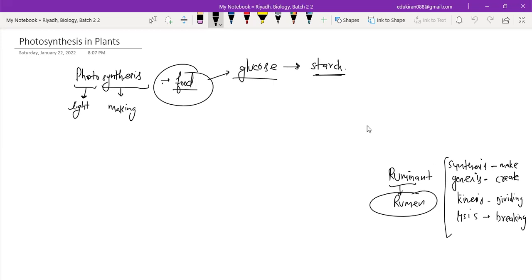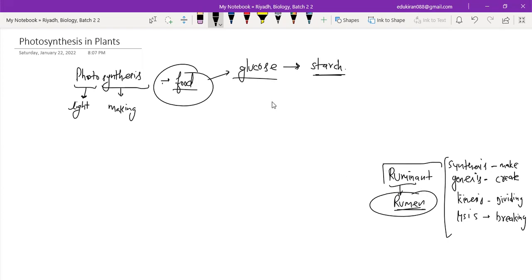Which tells us that they first hurriedly store the food, and then take it out and start chewing. By that time, there is certain enzymatic activity that happens in the rumen that helps these animals to digest cellulose as well. So the word ruminant comes from rumen, which is the additional stomach in these ruminant animals.